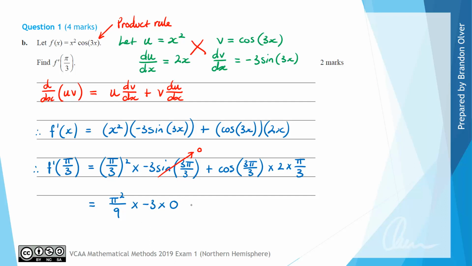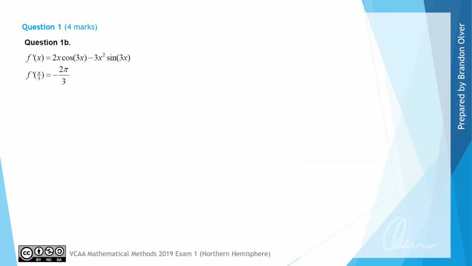and then we have plus, and cos of 3 pi on 3 is the same as cos of pi, and it has an exact value of negative 1. So we'll be adding on negative 1 times 2 times pi on 3. And when we evaluate that, we simply have negative 2 times pi on 3, which is negative 2 pi on 3. So that is the answer to part B of this question. From the examiner's report, we can see that that is the correct answer that we were looking for.